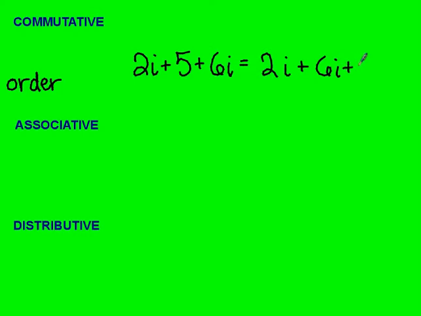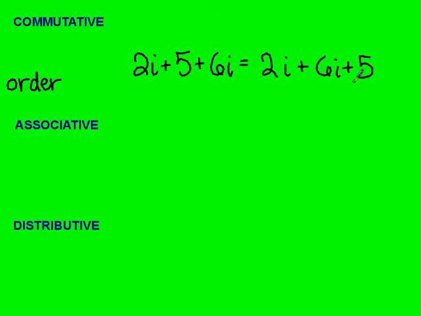So 1 plus 2 is the same as 2 plus 1. On a little bit more challenging note, let's talk about some imaginary numbers and apply the commutative property. If I had 2i plus 5 plus 6i, it would be the same as if I said 2i plus 6i plus 5. It does not matter what order we add these things together in.